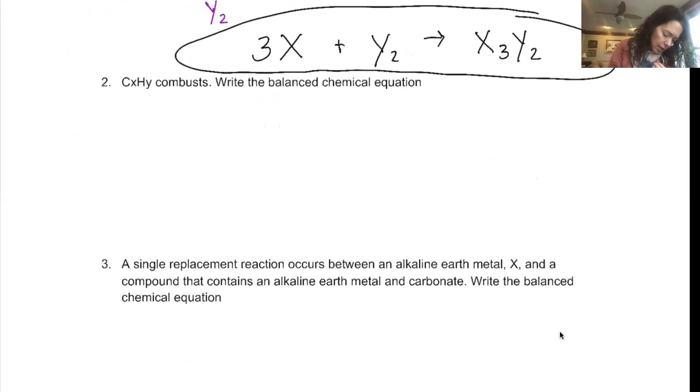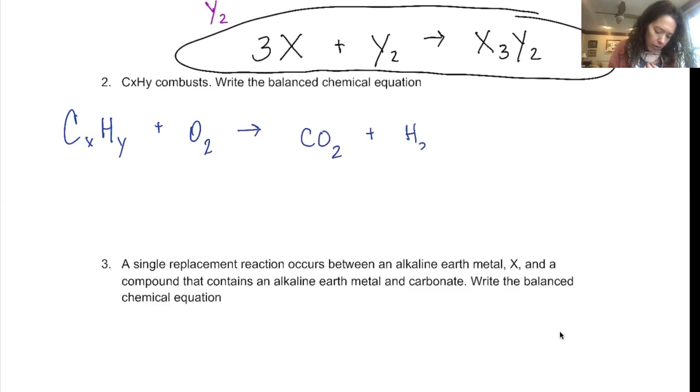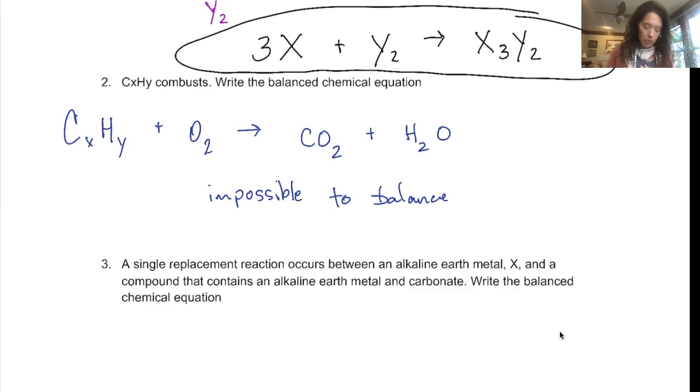I've got CxHy. So I do not know what the subscripts are, but it tells me that it combusts. I know that that's plus O2, okay? And I see that this is a hydrocarbon and it's combusting, so I know that I will get water. However, this is impossible to balance because I do not know what the subscripts on my hydrocarbon are. Okay, let's look at the next one, shall we?